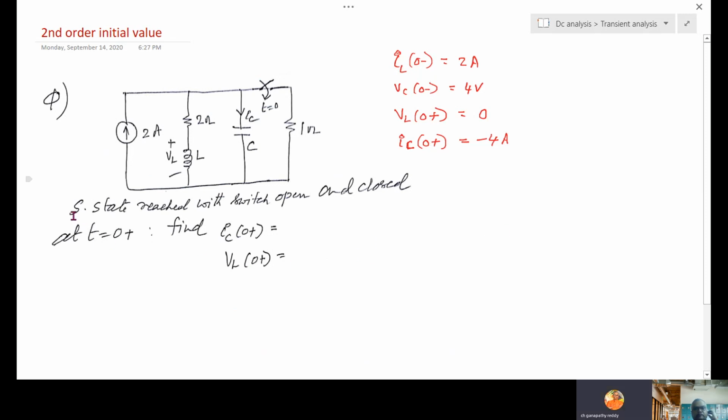This is another problem. Steady state reached with the switch open and closed at t equal to 0. Closed at t equal to 0, not 0 plus. Find IC 0 plus, VL 0 plus. So this is an easy problem because they are asking 0 plus. First work out at 0 minus. So at t equal to 0.